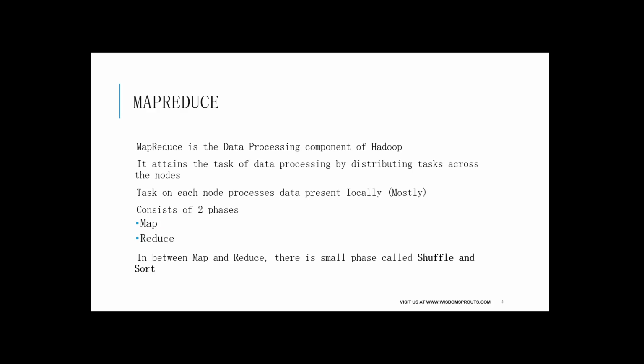And between map and reduce, there is a small internal phase called shuffle and sort. Shuffle and sort is an internal, compulsory, default phase over which you don't have any control. Whenever the reduce phase is there, the shuffle and sort phase would be there. So this shuffle and sort phase is internal to the reducer.